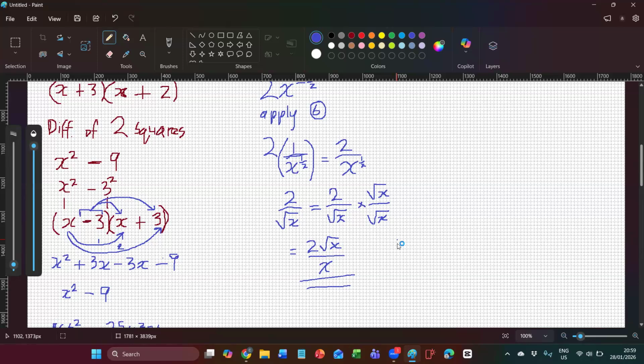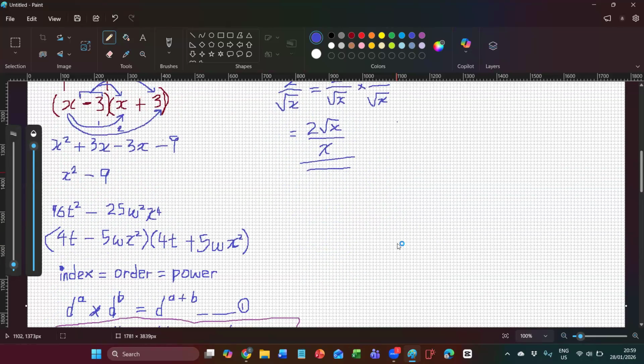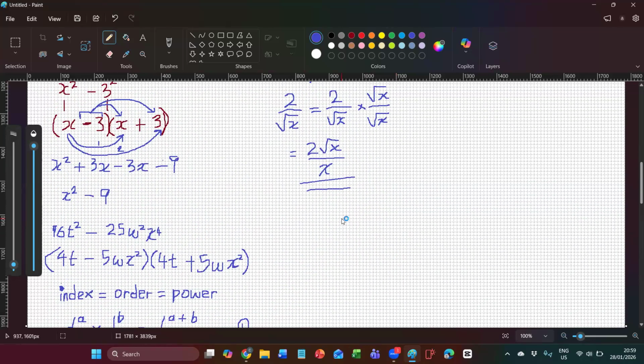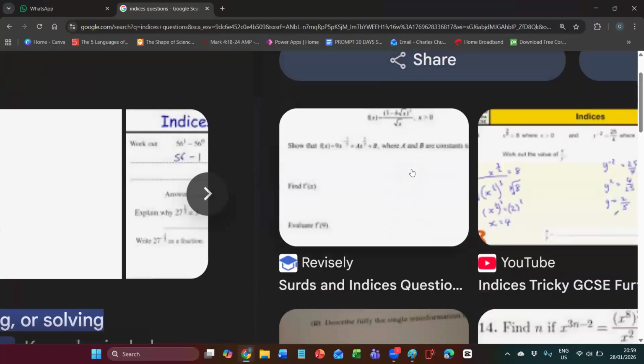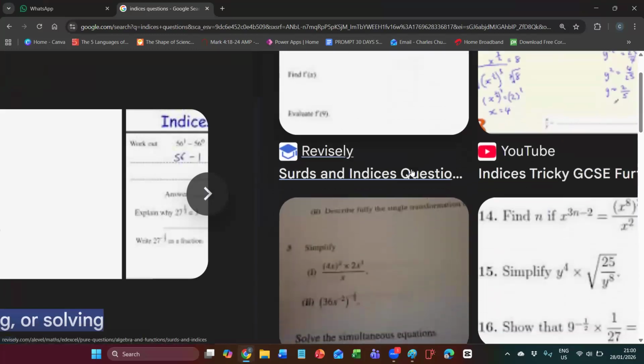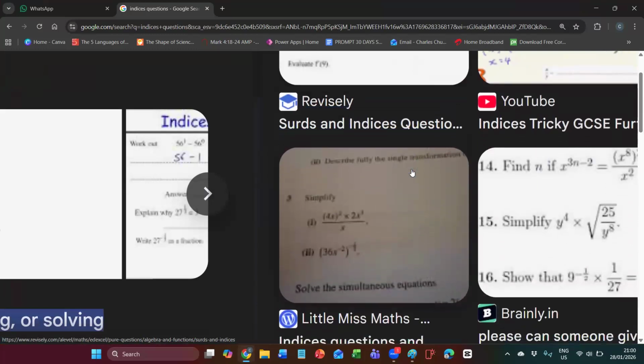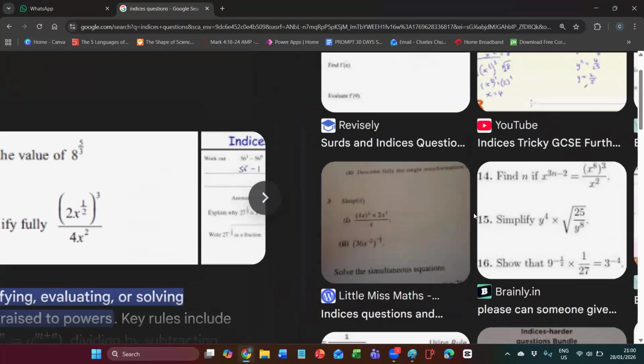Okay, so let me see. I know that these questions are a bit overboard, but let me look for some simple questions that you will most likely find in your own test. Let me see. Let me zoom out.